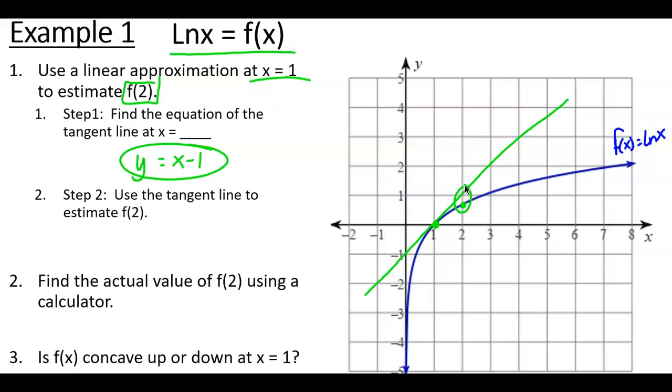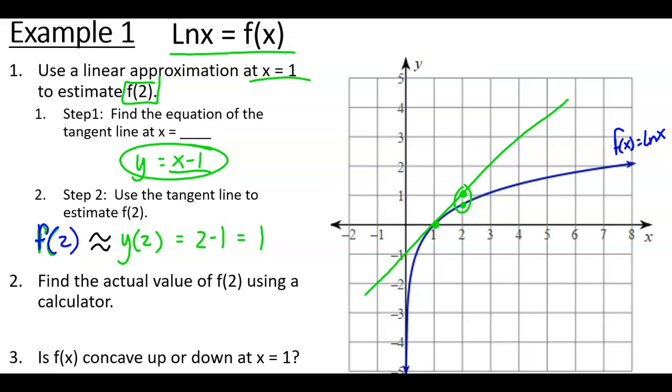So f of 2, which is the actual value of my function at x equals 2, is approximately equal to the tangent line's value at 2. And to find that, you just plug 2 into this function here, and I get 1. So f of 2 on my tangent line is 1, and therefore that's really close to what my ln function's value will be at that point.